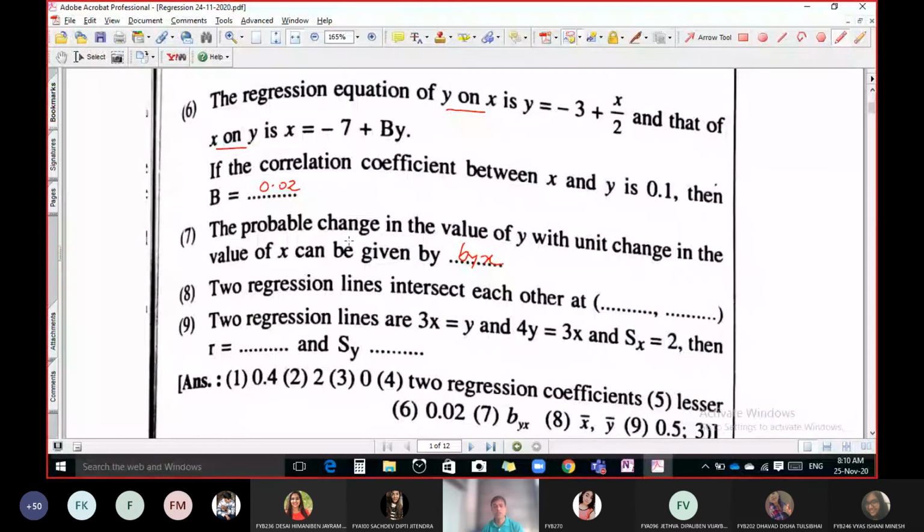Okay, next. Two regression lines intersect each other at X bar, Y bar. Correct. At their means. Perfect. Two regression lines are this and this, and Sx is this. Then what are R and Sy? This is a good question. So we have two regression lines, 3x equal to y.